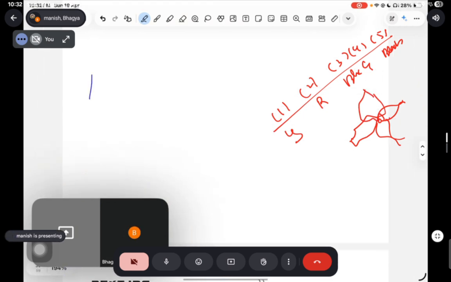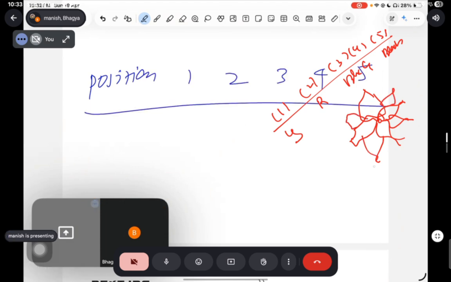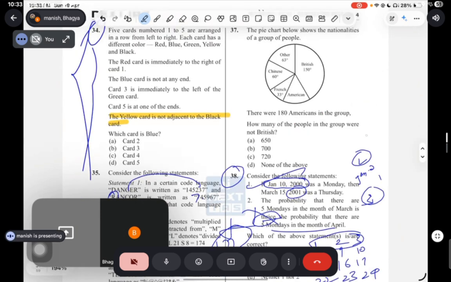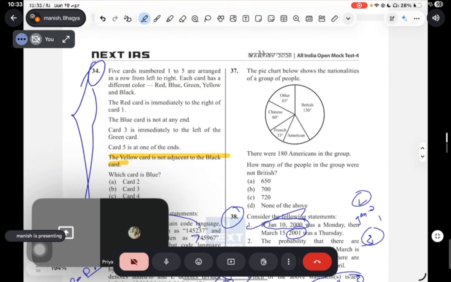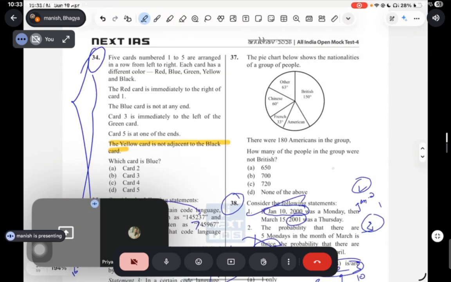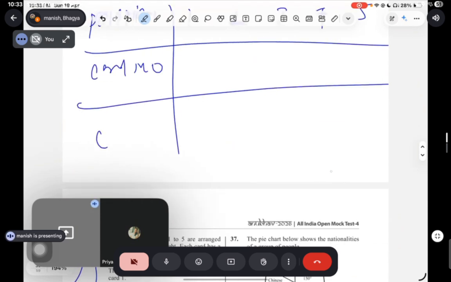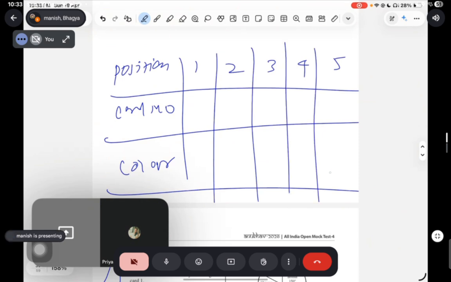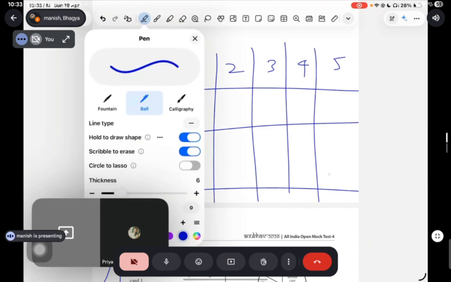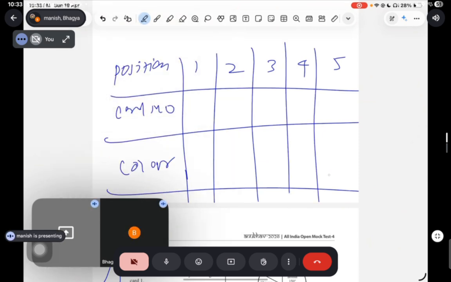Now see, there are positions 1, 2, 3, 4, 5. Then the second is the card number, and the third is the color basically. So this is what you need to understand every time. How many elements are there? Now see how I will arrange, guys, in a very easy manner. There is no confusion at all.